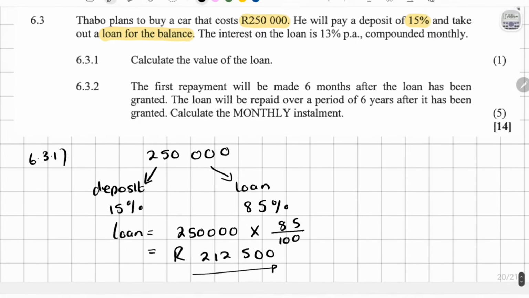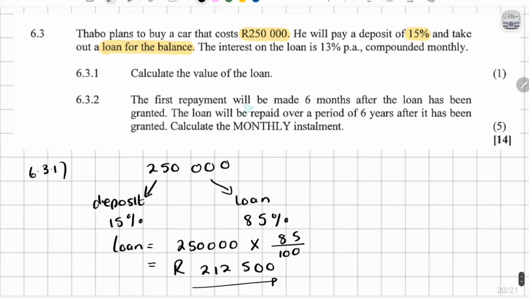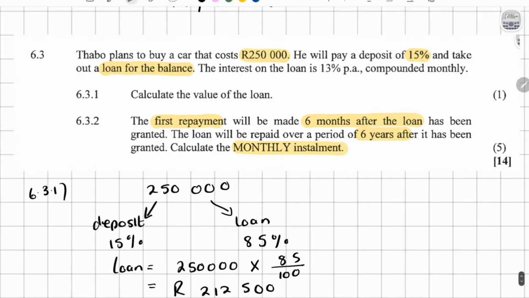6.3.2. The next question says, the first repayment will be made 6 months after. Let's take note here. First repayment is going to be made 6 months after the loan has been granted. The loan will be repaid over 6 years after it has been granted. So a full period of 6 years. We have to calculate the monthly installment.